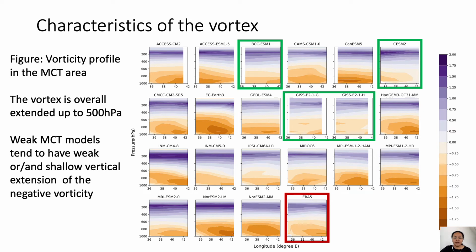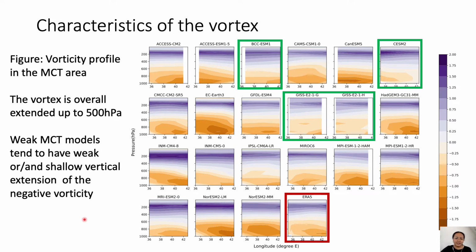So what we see so far is that models with strong MCT do not show any large differences in the Froude number, topography, or the upstream wind, whereas in the models with weak MCT, we saw either a small Froude number, or a blocking, or low topography, or weak upstream winds.